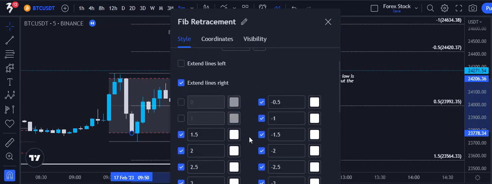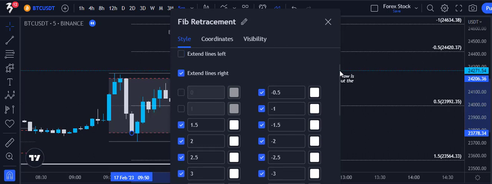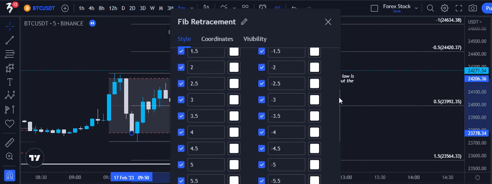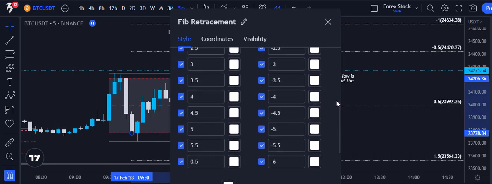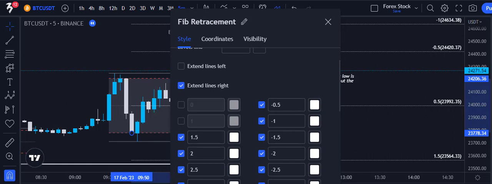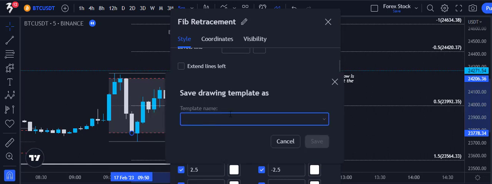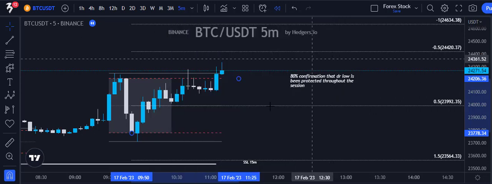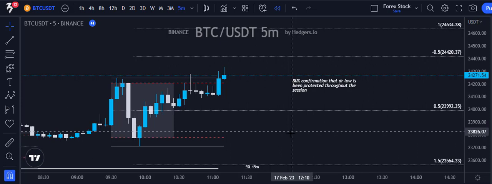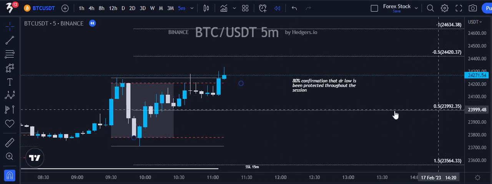You can copy these settings into your Fibonacci retracement levels, put in all of these values, and save as STD. After saving, you can easily use this without any hassle. Now you see our 0.5 is here.